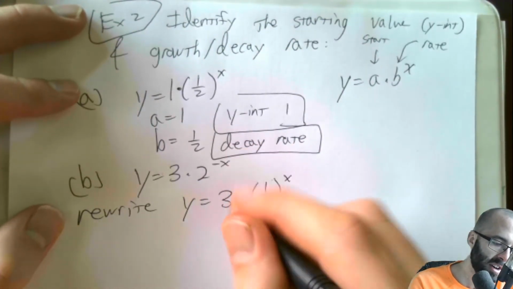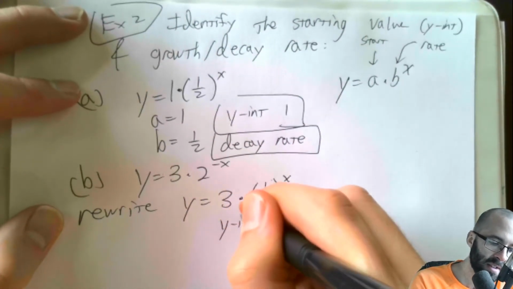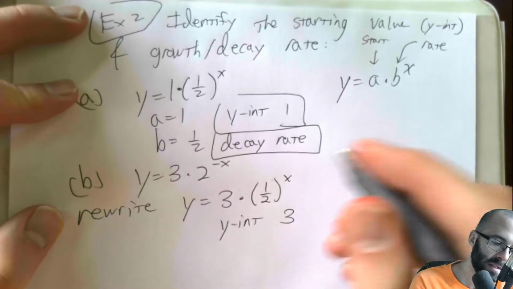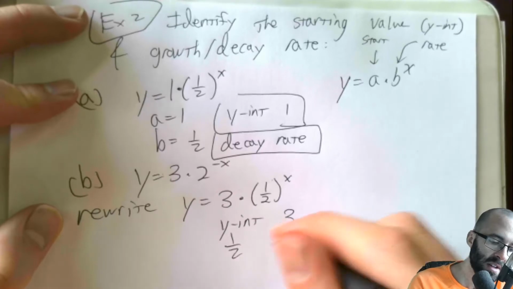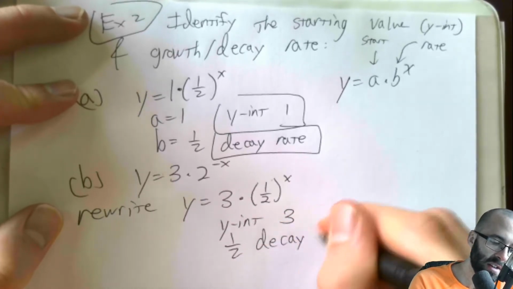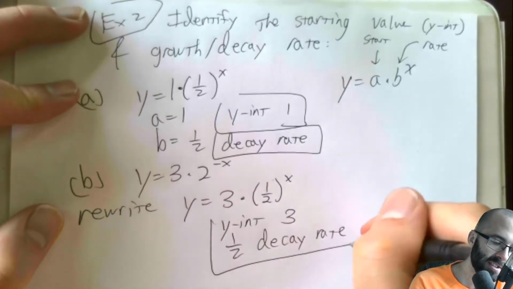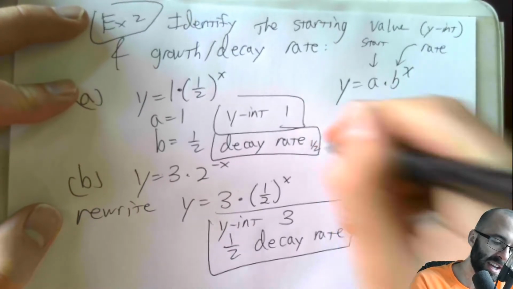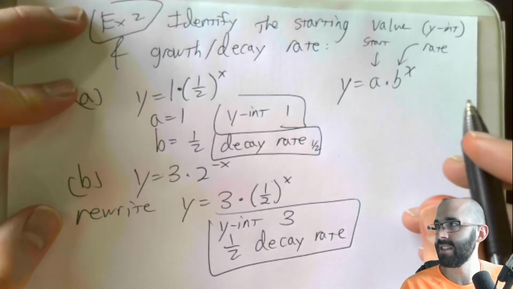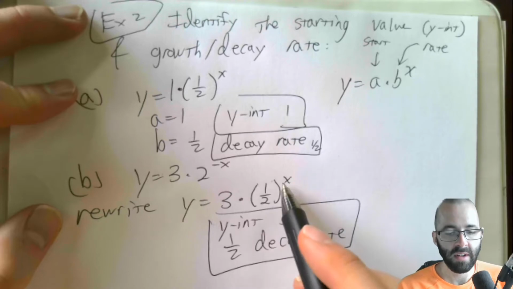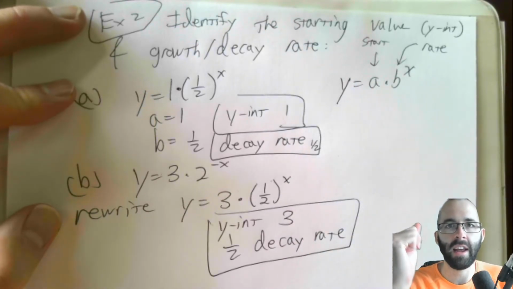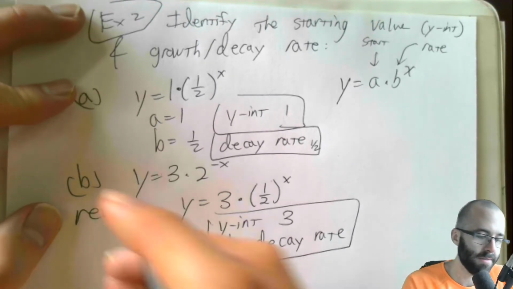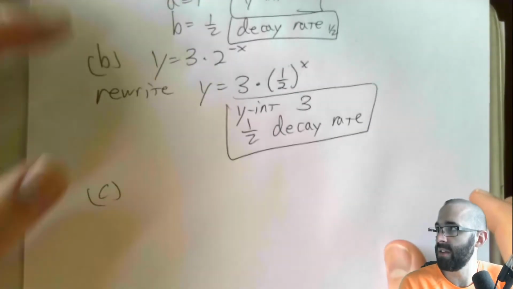So again, our starting value or our y-intercept is that 3. Again, it's this number smaller than 1 as our b value. So that's our decay rate. I just noticed in my previous problem, I didn't actually write the decay rate here. It's 1/2. So we start at 3. Every time we increase x, we get cut in half. We'll do one more and then move on.